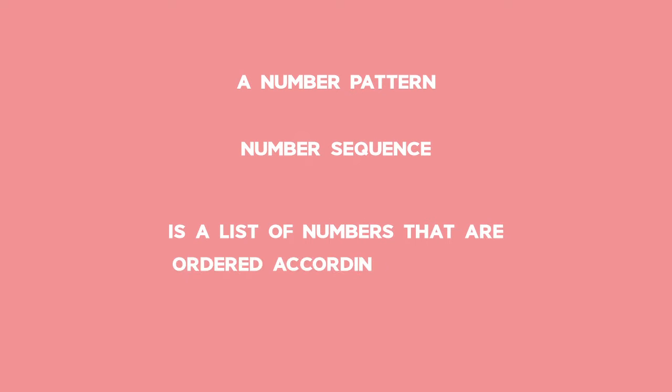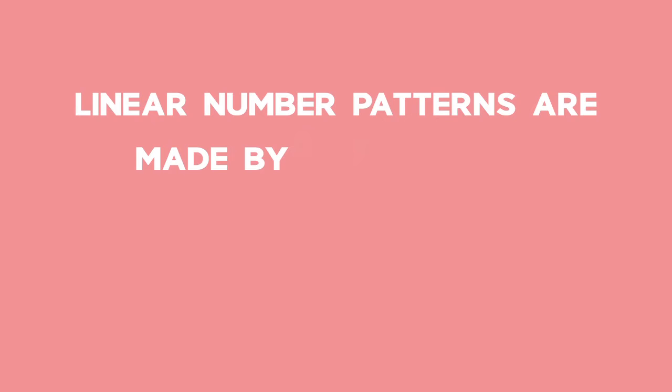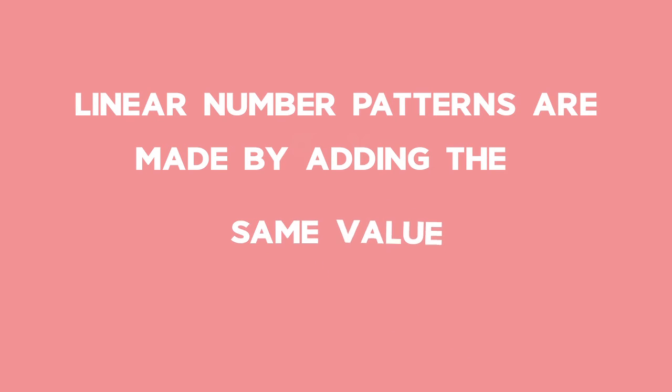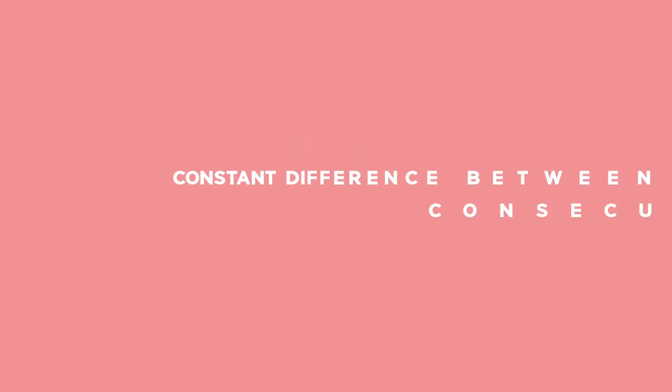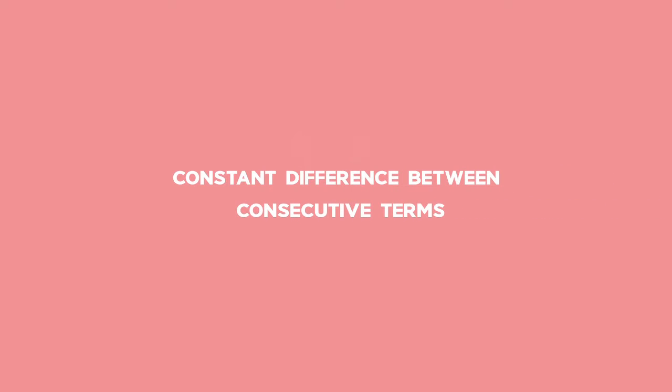A number pattern, also known as a number sequence, is a list of numbers that are ordered according to a rule. Each number in the sequence is called a term. Linear number patterns, specifically, are made by adding the same value each time. This means that there is a constant difference between consecutive terms.